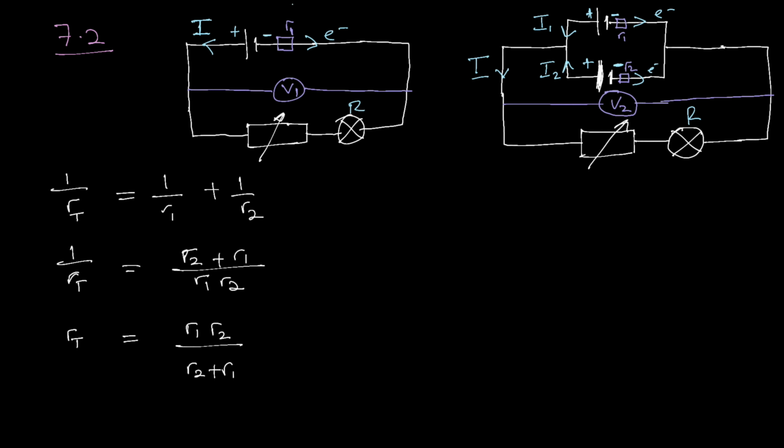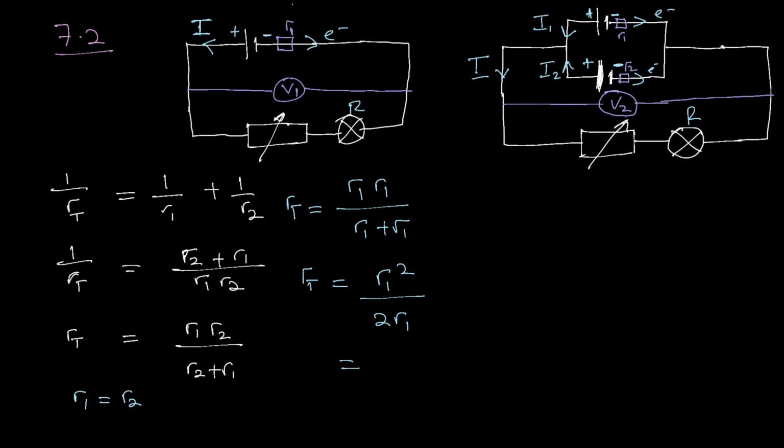But we need to remember that R1 is equal to R2. So therefore, we get R1 squared over R1 plus R1, and that will be R total. So R total will be R1 squared over 2R1. And R1 cancels in both the top and the denominator, so you get R1 over 2. So that will be the R total. This is what we call reduced internal resistance. So the R total is reduced internal resistance.